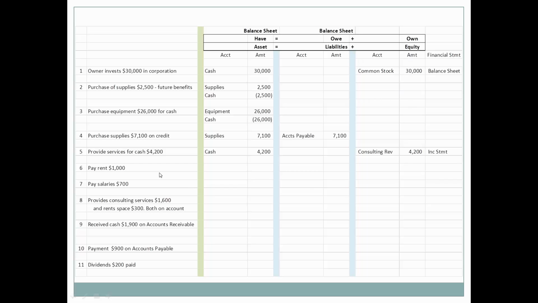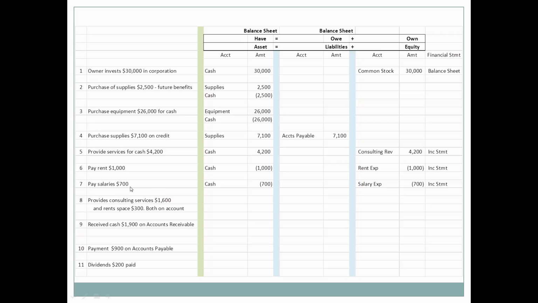So revenue and expenses will only be found on the income statement, and it is found under the general heading of equity. So next, let's look at paying rent in the amount of $1,000. Cash is going to go down by $1,000 as an asset, and rent expense is going to decrease owner's equity. So expenses decrease owner's equity. Again, only revenue and expenses are found on the income statement. Consulting revenue, $4,200, increased owner's equity. In this instance, rent expense decreased owner's equity.